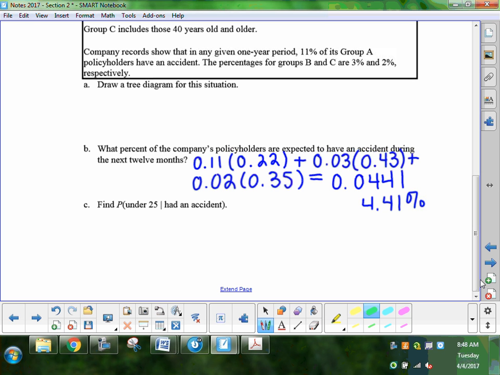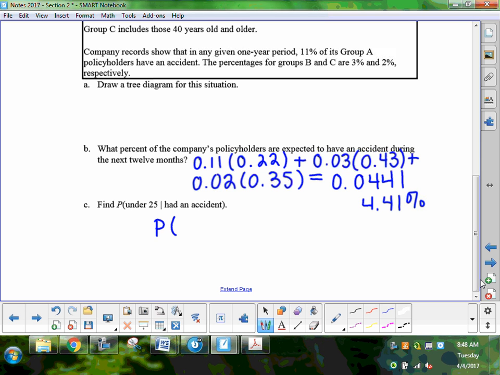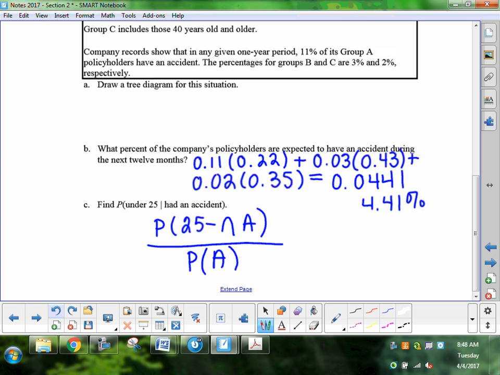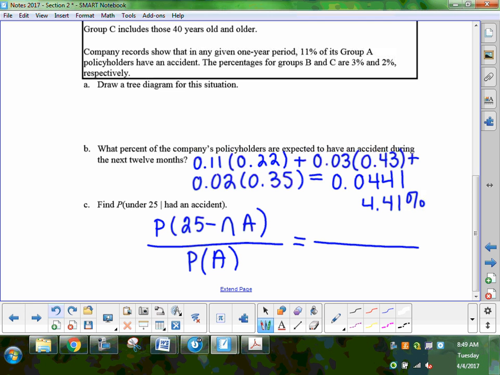So let's start off with the probability of having an accident given you're under 25. So it's the probability of being under 25, given, because we already have the given there, and that you had an accident, over the number of accident people. So we can compute right now the total number of accident people.